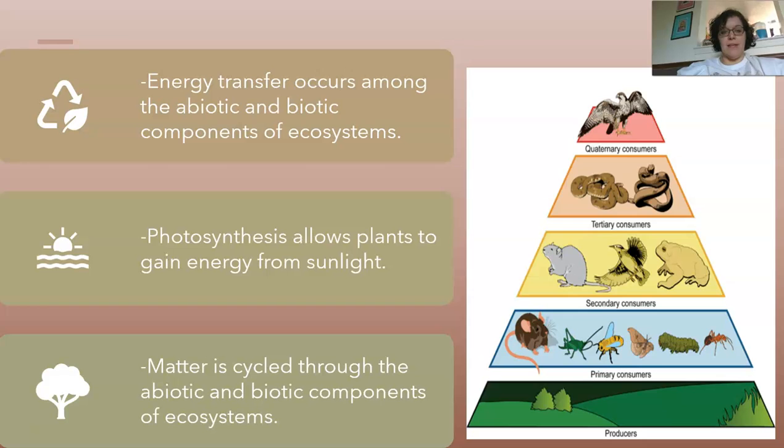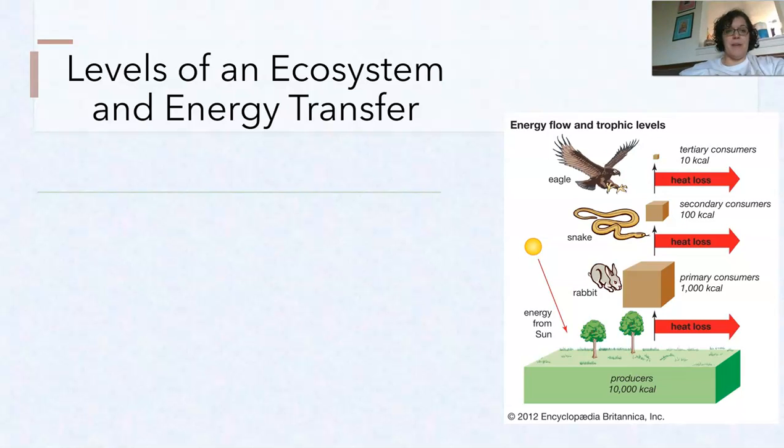Photosynthesis allows plants to gain energy from sunlight. Now remember from Unit 1, we learned about photosynthesis, same with Unit 2, and that is the process by which plants use sunlight energy to convert into sugars and eventually oxygen. Matter is cycled through the abiotic and biotic components of ecosystems.